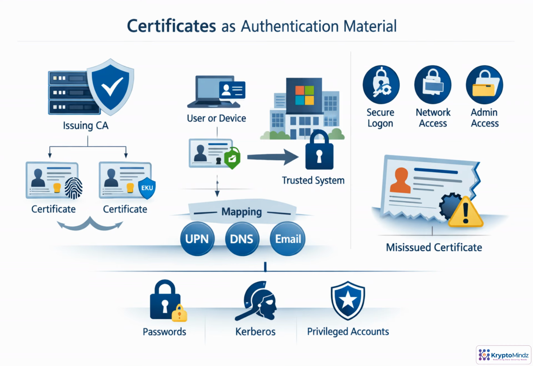Think of certificates as reusable proof of identity. Once a trusted CA issues one, a user or device can authenticate without ever typing a password. The service checks the certificate's chain, revocation status, intended usage, and how its subject or UPN maps to an account. If any of those checks are wrong or too permissive, access decisions can be completely undermined. That's why issuing and managing certificates must be treated as carefully as passwords, Kerberos, or privileged accounts.